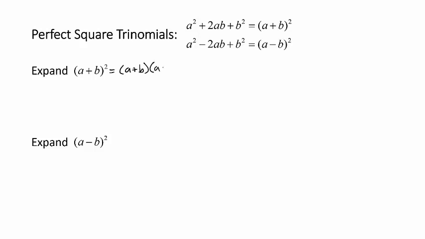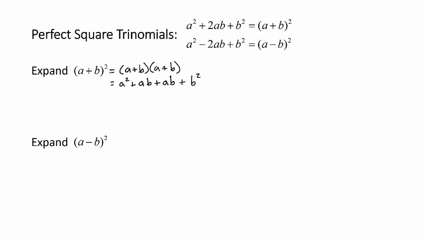What do I mean by expand? Well, actually FOIL it out. A plus b times a plus b. What do we have here? A times a is a squared. In the middle, our outer term a times b is plus ab, and then our inner term is b times a, which is also ab. And then b times b is b squared for the last.